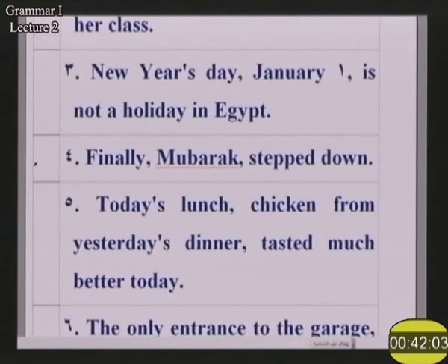Finally, Mubarak, finally, comma, طبعا finally, جاي في الأول ده مجرد إضافة للجملة أخيرا فلازم يبقى في comma. Mubarak, comma, stepped down. This sentence is again wrong, because the subject Mubarak should not be separated from the verb with a comma. عشان الجملة دي كانت تبقى صح يبقى كان لازم نعمل ايه؟ Yes, we should omit this comma. Mubarak stepped down.